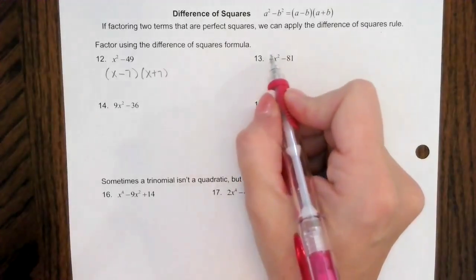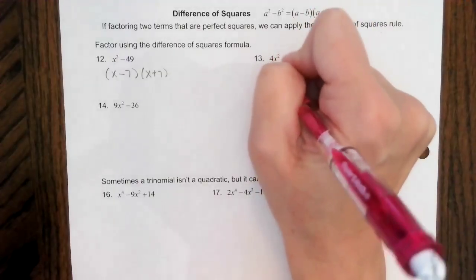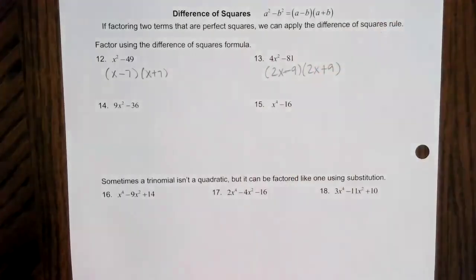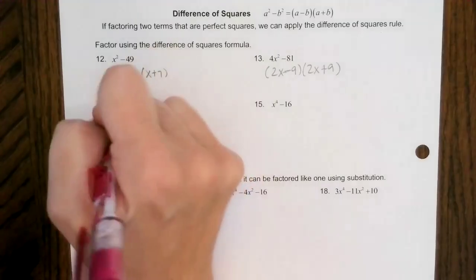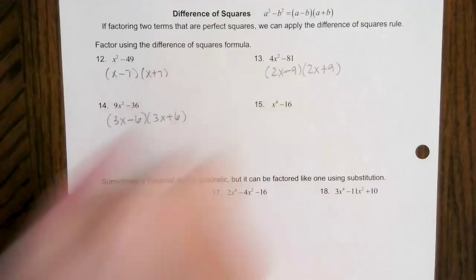Right here, I can see this is 2x being squared, and this is 9 being squared. So 2x minus 9, 2x plus 9. And our last one here, this is 3x, and this is 6. So 3x minus 6, 3x plus 6.